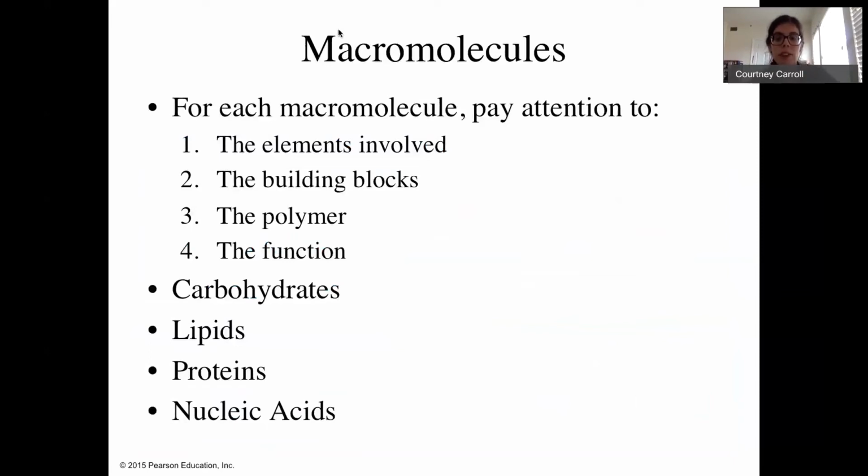So now that we've covered the basics of biochemistry, let's talk about the heart of it, macromolecules. For each one, I want you to pay attention to the element involved, the building block, the polymer, and the function. We have 4 classes of macromolecules: carbohydrates, lipids, proteins, and nucleic acids. I'm going to move kind of quickly because this is what our activity in class is based on, working with macromolecules.